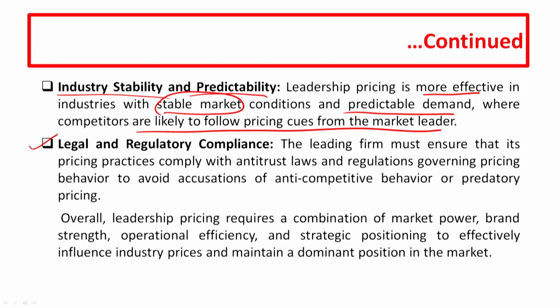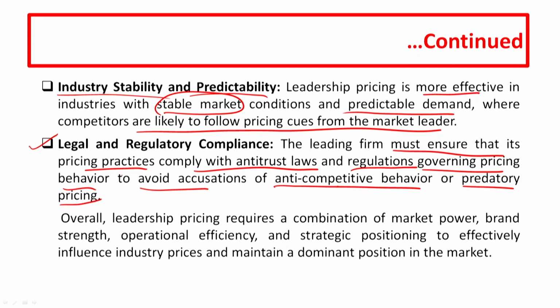The next point is legal and regulatory compliance. The leading firm or the major firm must ensure that its pricing practices comply with antitrust law and regulations governing pricing behavior, to avoid accusations of anti-competitive behavior or predatory pricing, which means the leading firm must have a price that follows the legal and regulatory aspects.